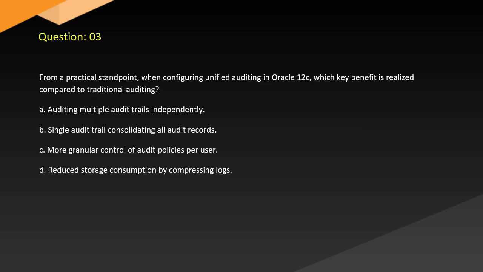Question 3. From a practical standpoint, when configuring unified auditing in Oracle 12c, which key benefit is realized compared to traditional auditing? A. Auditing multiple audit trails independently. B. Single audit trail consolidating all audit records. C. More granular control of audit policies per user. D. Reduced storage consumption by compressing logs.